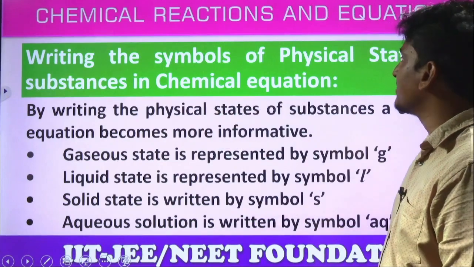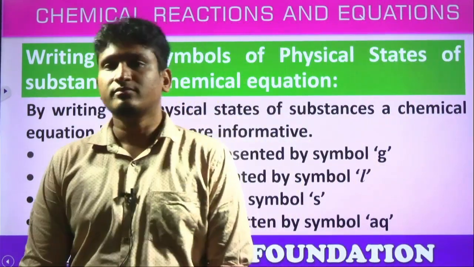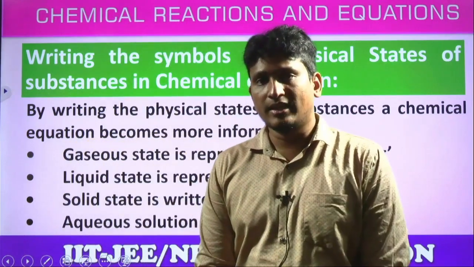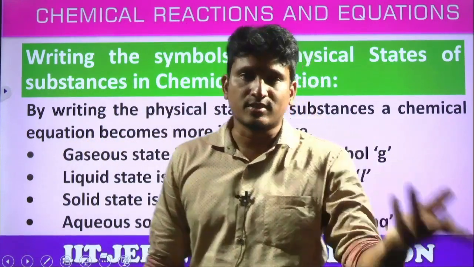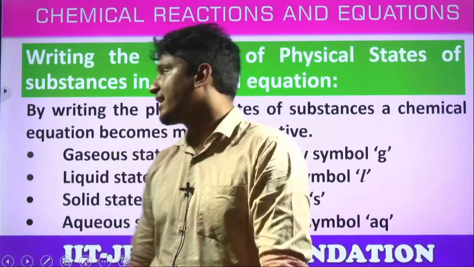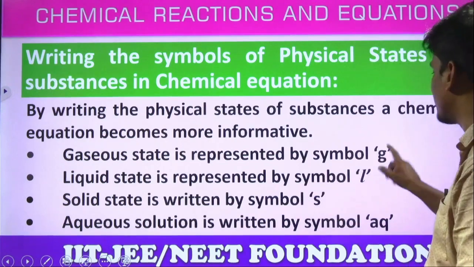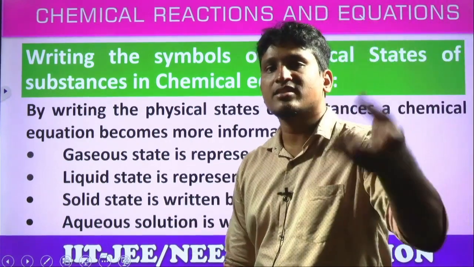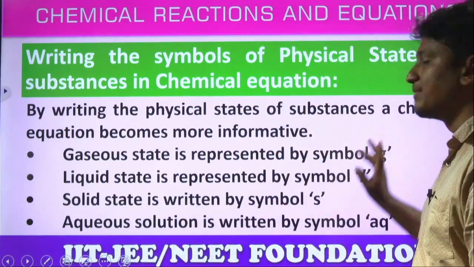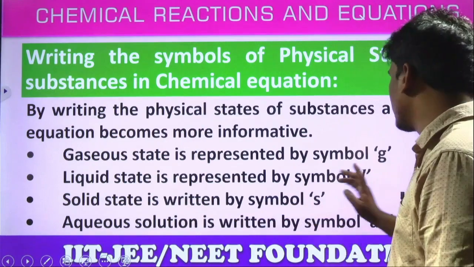Writing the symbols of physical states of substances in the chemical reaction. So students, in chemical reactions also we can represent physical states, right? Whether it is a solid or a liquid or gas. For example, if it is a gaseous substance, it is represented by small g. If a chemical participating in the reaction is a liquid, how to write? Simply l. If it is a solid, we have to write s. If it is an aqueous solution, aq.